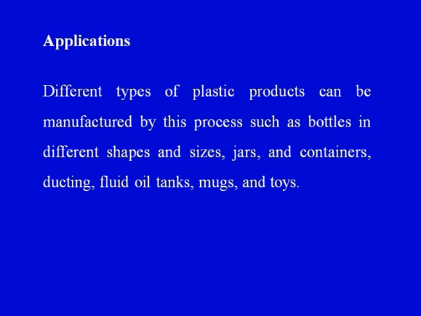Now let us see what are the application areas of blow molding. Some of the applications of blow molding are: different types of plastic products can be manufactured by this process, such as bottles in different shapes and sizes. Different types of plastic bottles can be made. Jars and containers can be made. Ducting can be made by the blow molding process. Fluid oil tanks, mugs and toys can be made by the blow molding process. So the blow molding process has a lot of applications and it is being used widely for the processing of hollow plastic parts.